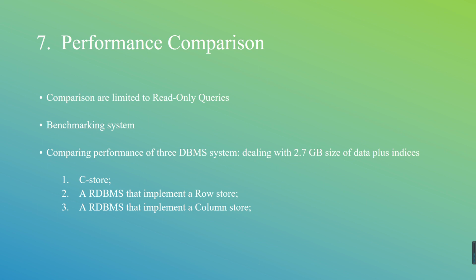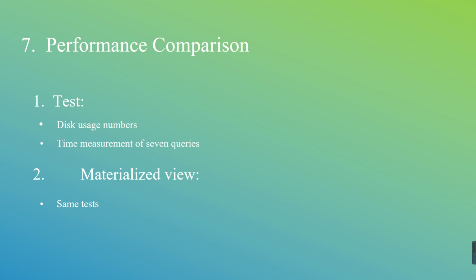Here we use a simplified version of TPC-H, which is a decision support benchmark, to reflect the capability of the system to process queries. If you remember, we introduced the full comparison method of data processing in the previous chapter. Therefore, our test is based on columns with type integers. So we tested three systems, which are the C-store system and two other systems implementing a row store and a column store. Our test divides into two parts, the disk usage and the time measurement of 7 queries.